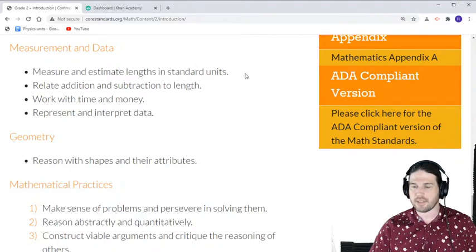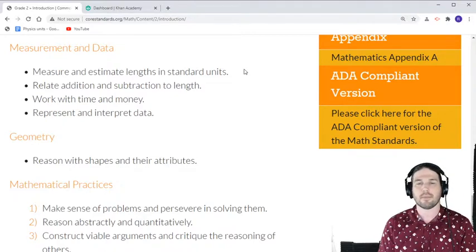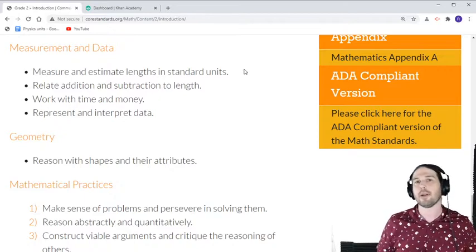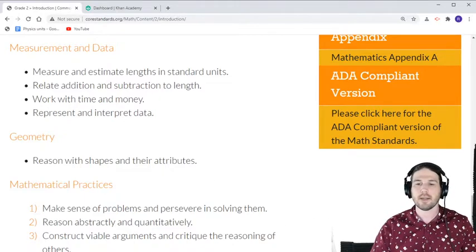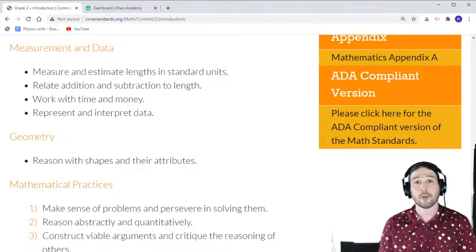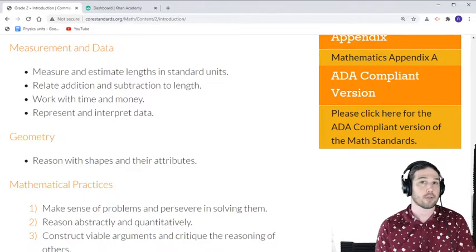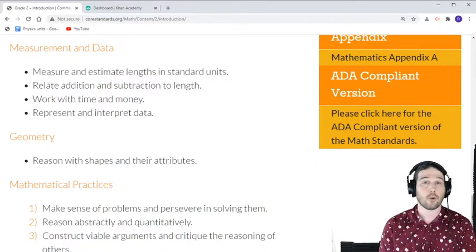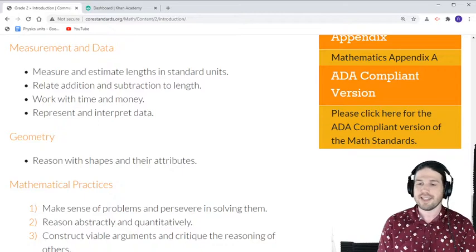Measure and estimate lengths in standard units. So yeah, that just means figuring out what is a foot, what is an inch, what is a meter, how much are all of these, just getting some fluency. Relate addition and subtraction to length. So if I have a 5-foot rope and I cut 2 feet off of it, how much rope do I have left? That sort of thing. And the answer, of course, is 5 feet. They're just in 2 pieces.